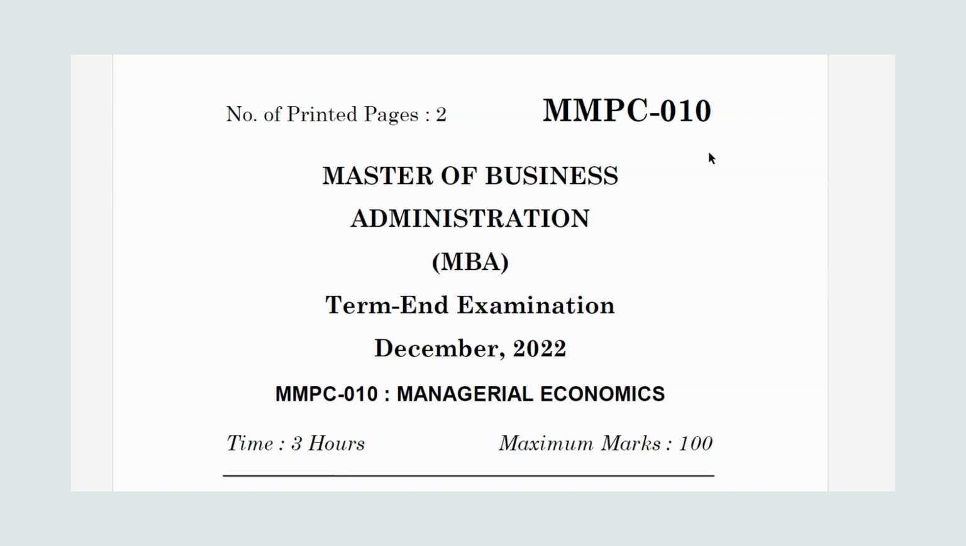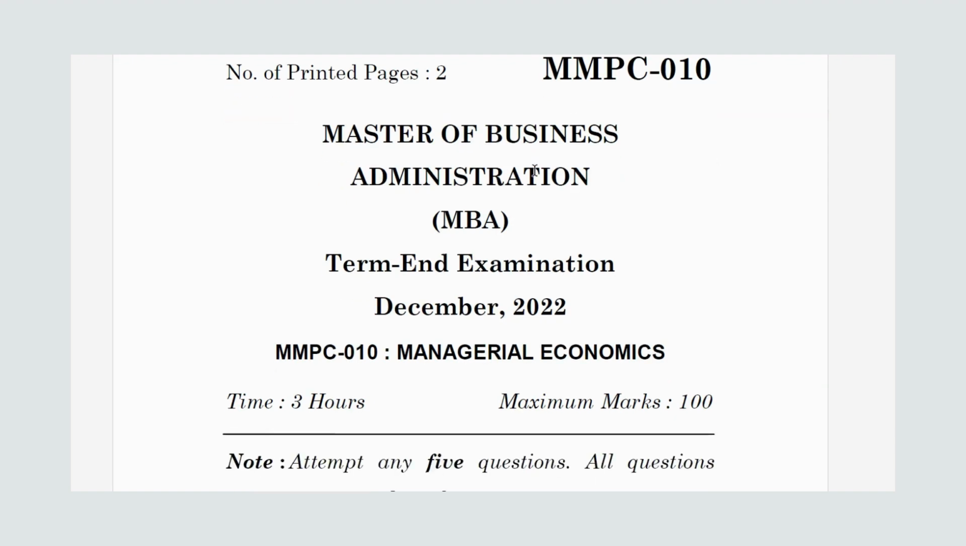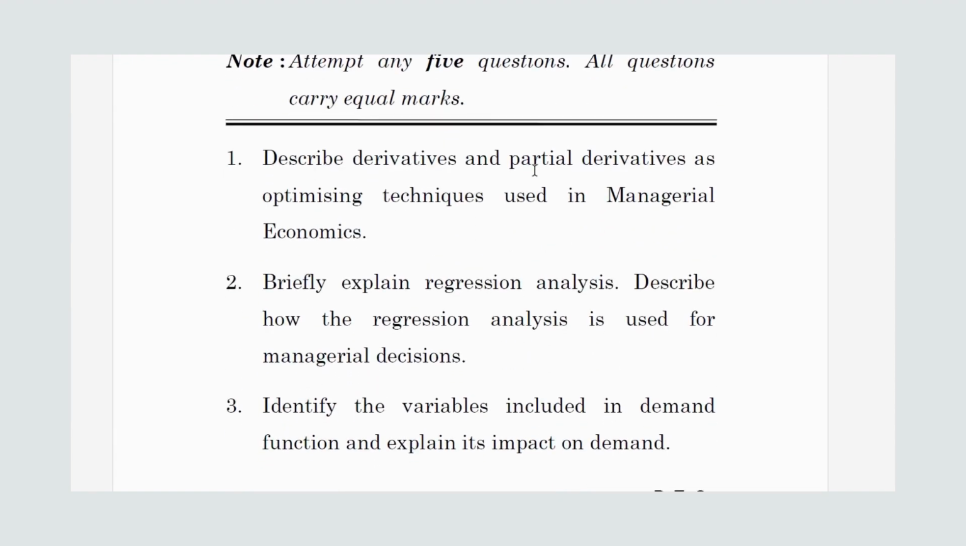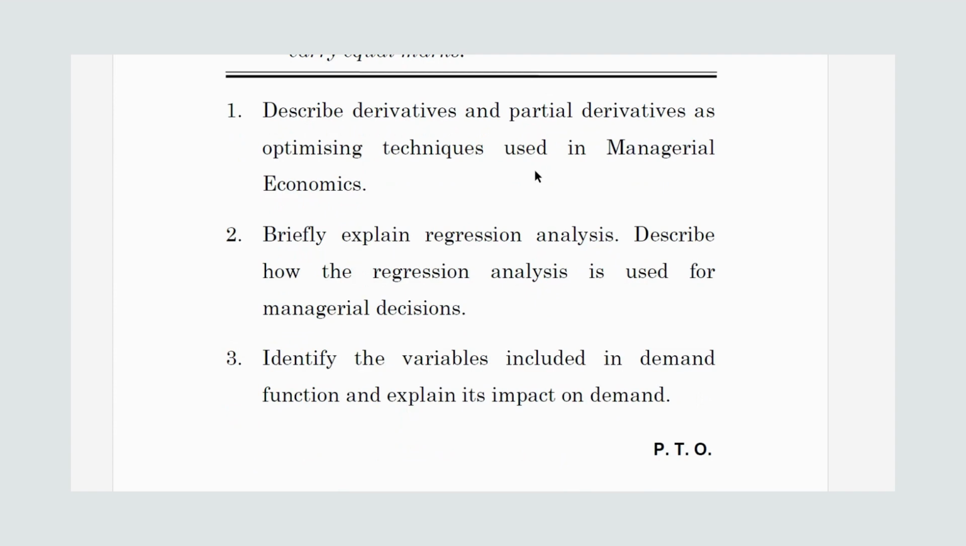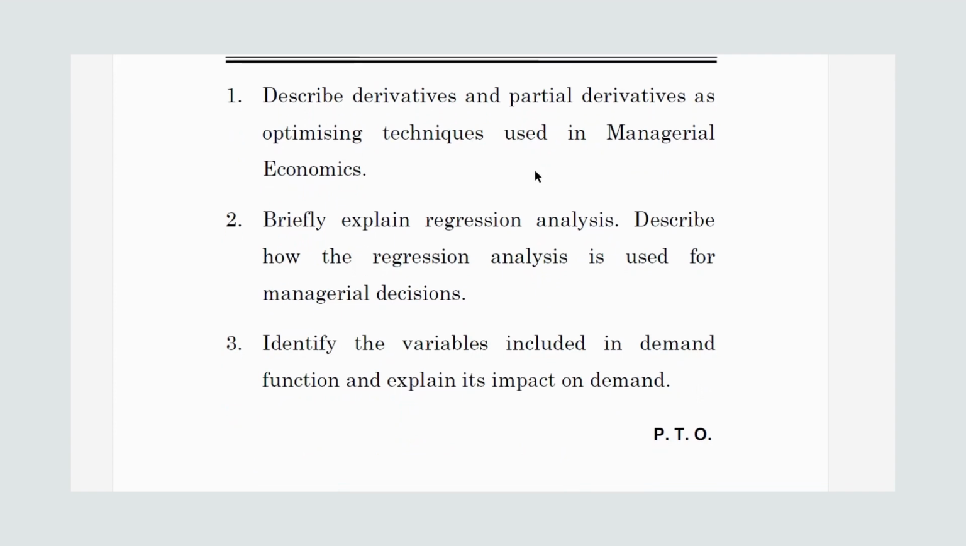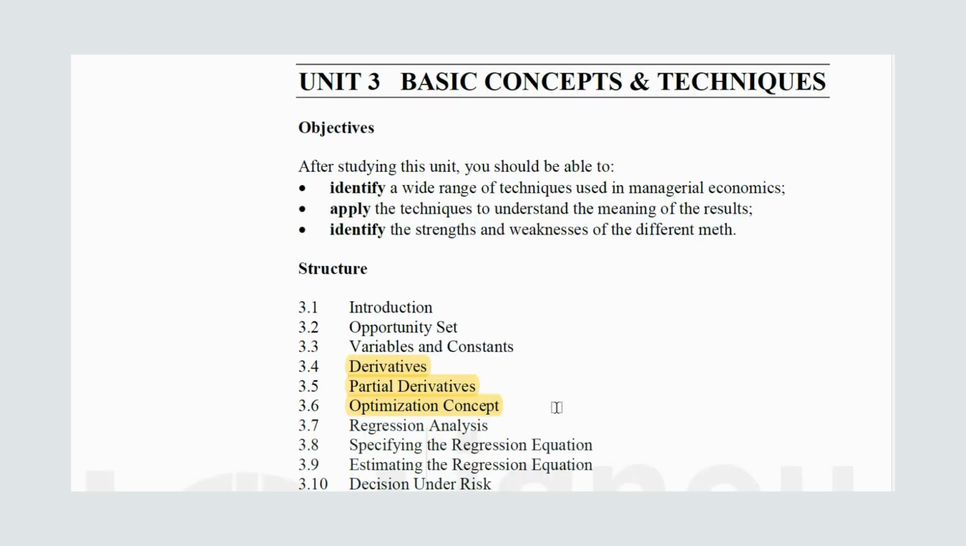Today we are going to discuss the term end examination of MMPC-10 for December 2022, that is Managerial Economics. So let's go through the questions one by one. The first one: describe derivatives and partial derivatives as optimizing techniques used in Managerial Economics. In our text, Unit 3, Basic Concepts and Techniques, we can see the topics of derivatives, partial derivatives and the optimization concept.